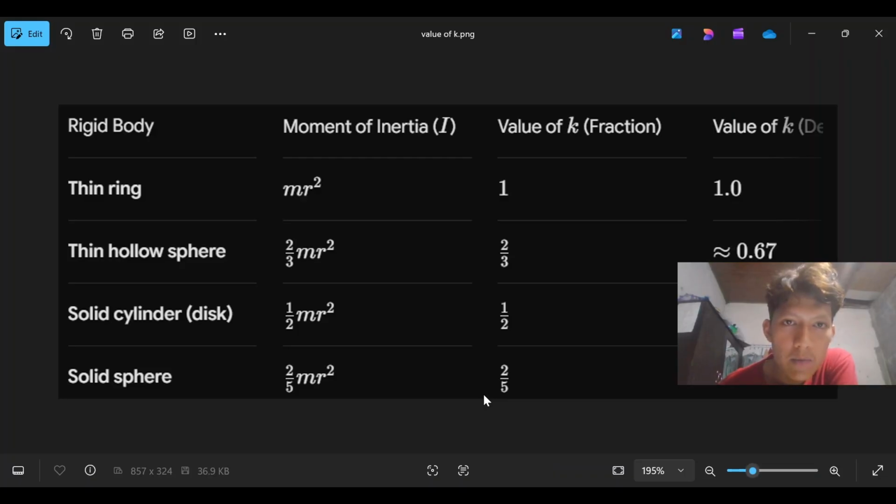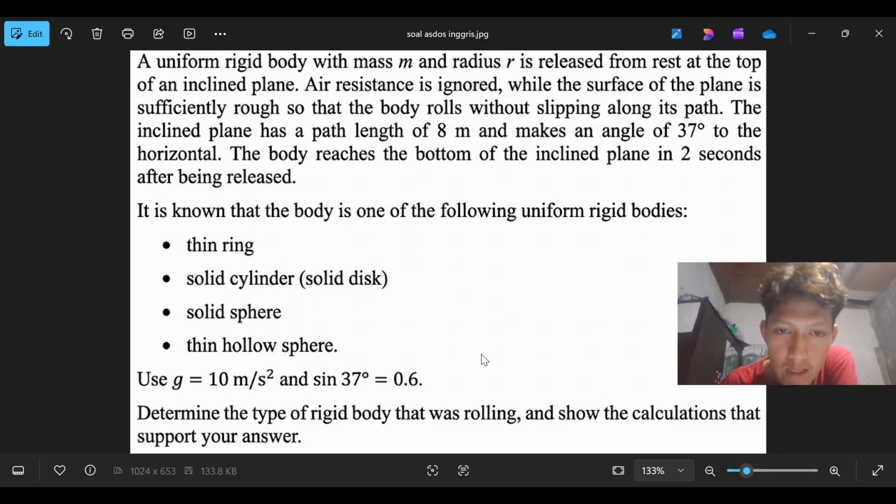There's a thing called moment of inertia. For a thin ring, the value is 1. Thin hollow sphere is 2 divided by 3. Solid cylinder is 1 divided by 2. Solid sphere is 2 divided by 5. So the equation for their moment of inertia differs. We must search for this value of k, so we can determine what type of rigid body is in this question. Okay, so we will start reading the question.